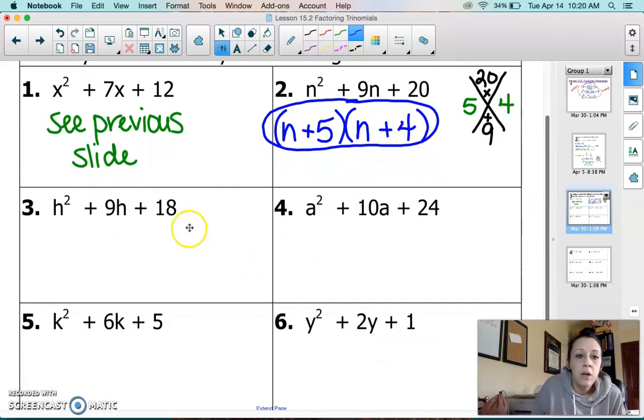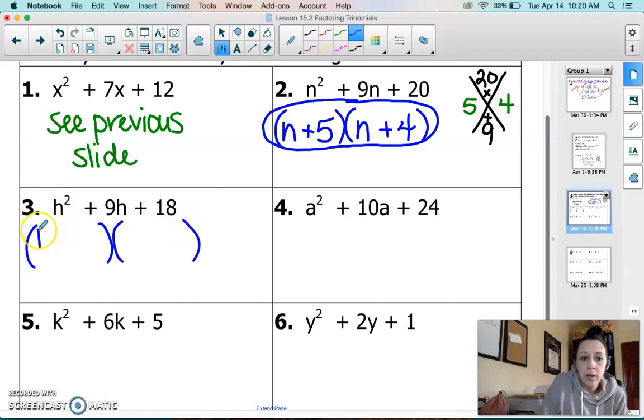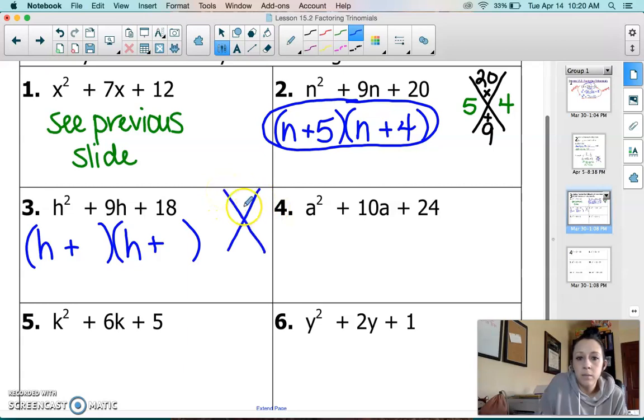Let's do another. So I have h squared plus 9h plus 18. So let's get it set up. Two parentheses. H squared means I need an h times an h. And then I'm going to make my little x chart. Oh, whoops, that's not right. Times goes up the top. Times, plus. All right, I want it to times to 18 and add to 9.